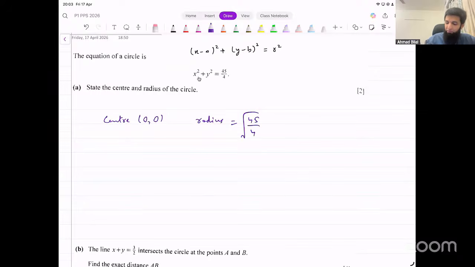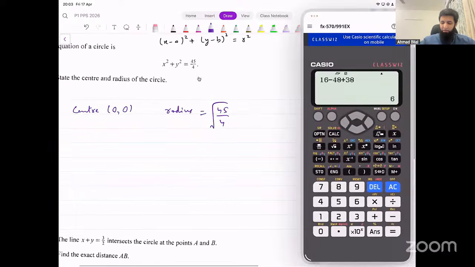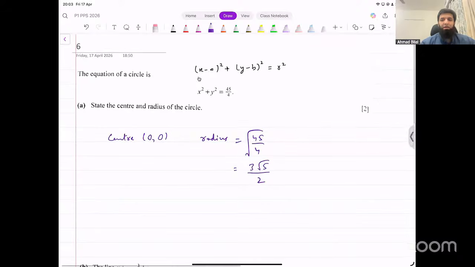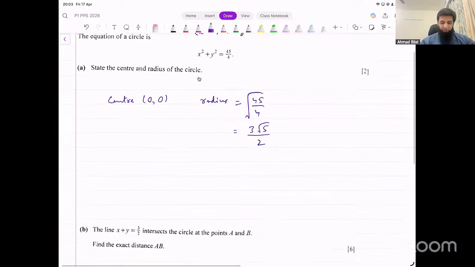Square root of 45 over 4. The denominator, in fact, the numerator as well, if you put this on a calculator, your calculator is going to simplify this for you. Square root of 45 over 4 simplifies to 3 under root 5 over 2. Okay, you just write it like this. That's the radius. Okay, that's the first part, fairly straightforward.